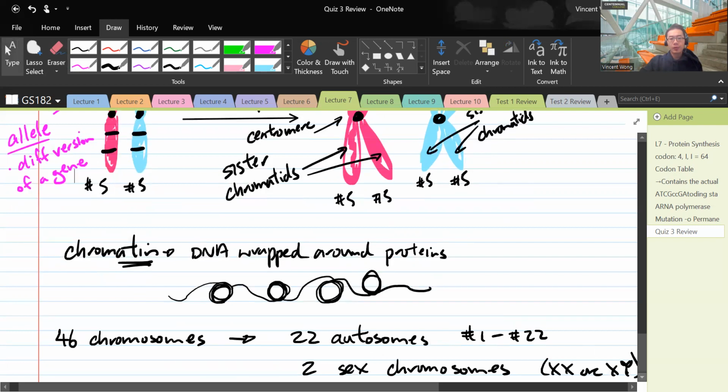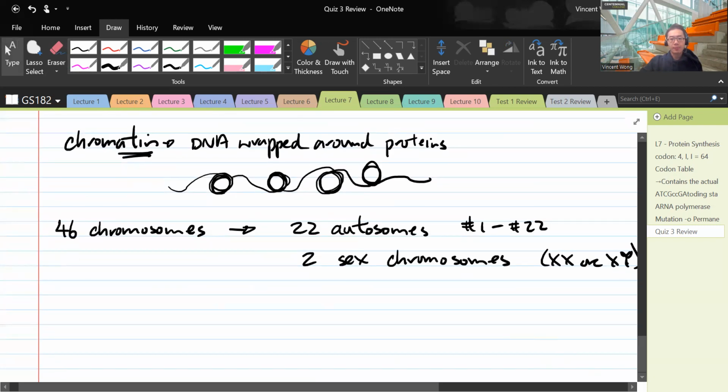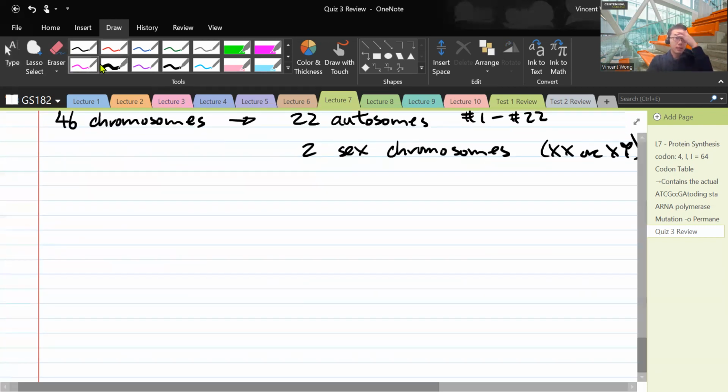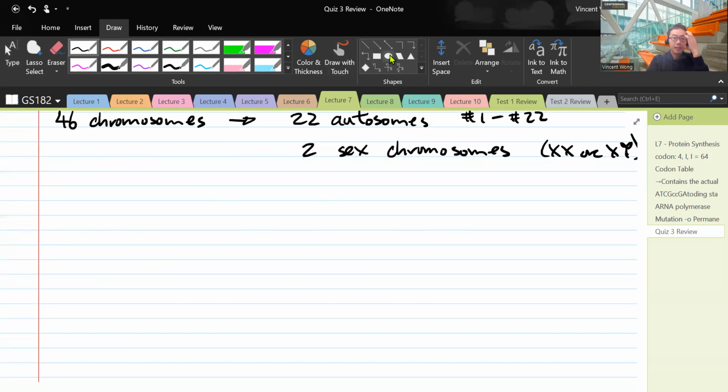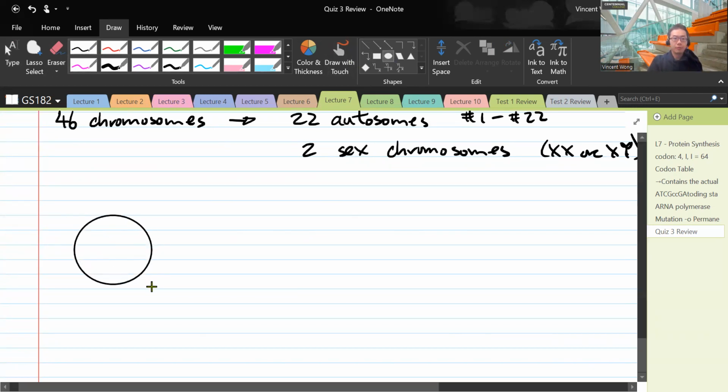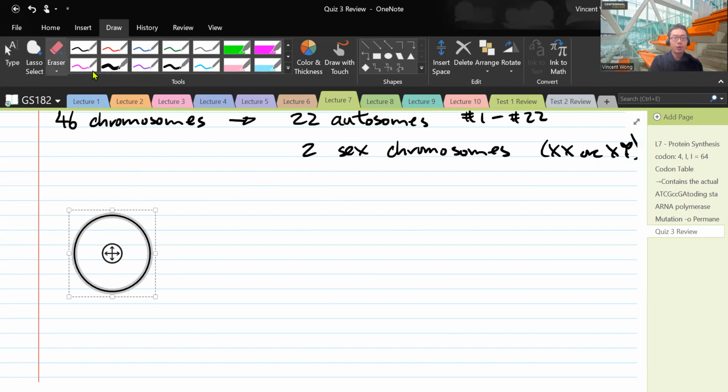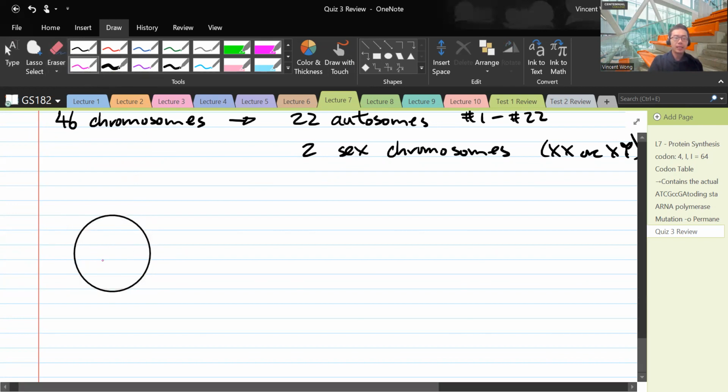Okay, let's just quickly go through mitosis. Very simple version of it. You have to know how to identify what phase they're in. But I'm just gonna quickly do one here.